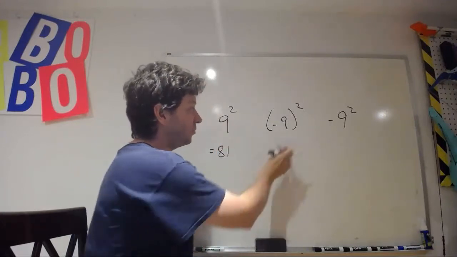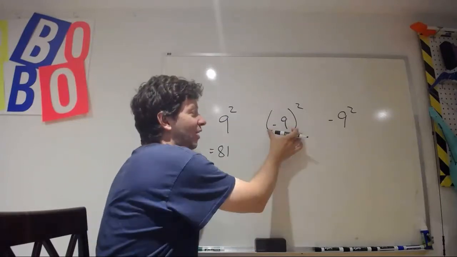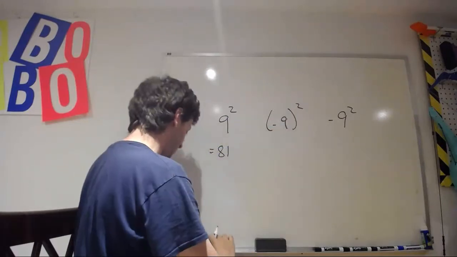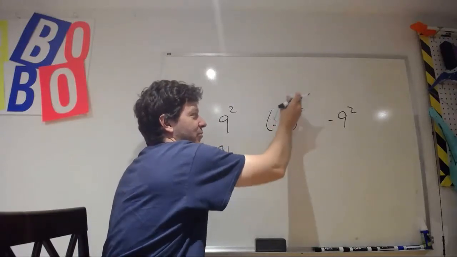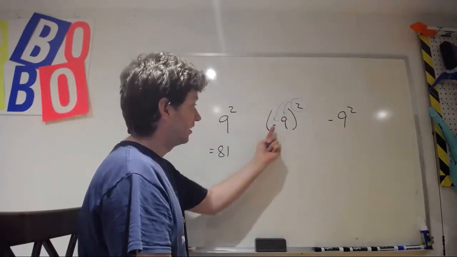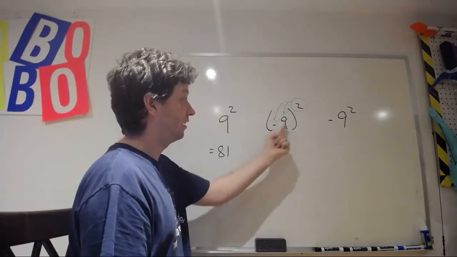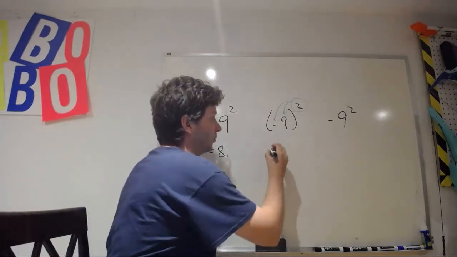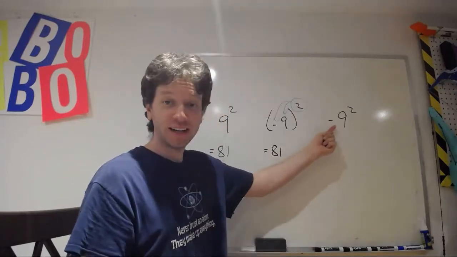Okay, now in this one we have a bracket, and this one we don't. If you have a bracket, that exponent is going to be applied to everything in the bracket, both the 9 and the negative. Since it's squared, we have a negative times a negative, which is a positive. And then you have 9 squared, which is, well, 81.